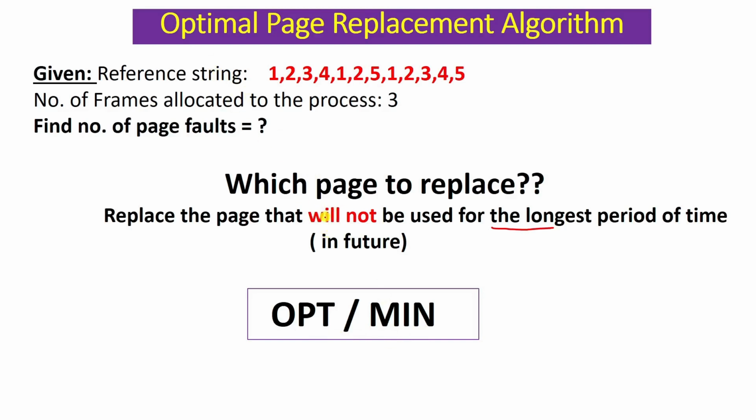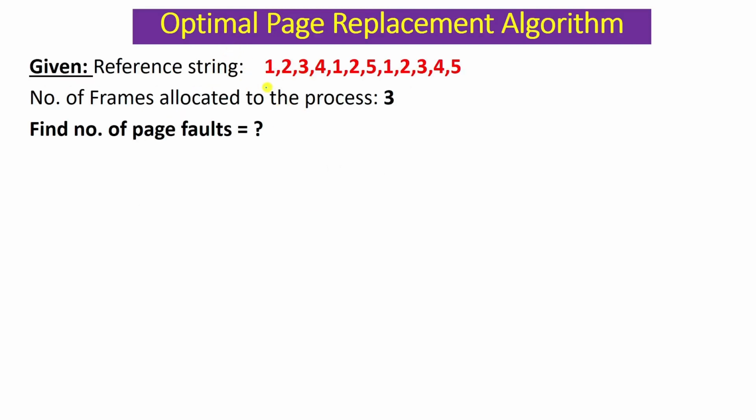So let's see how we can apply the optimal page replacement algorithm on this given numerical, and let's understand how it works. So again, we are given this reference string. We are given the number of frames which are allocated to that process. Okay, we are given 3 frames. And we have to find the total number of page faults generated after the CPU references these different page numbers. Okay, so let's start.